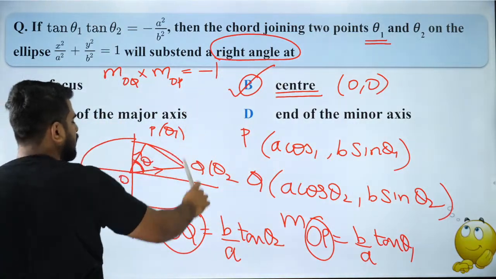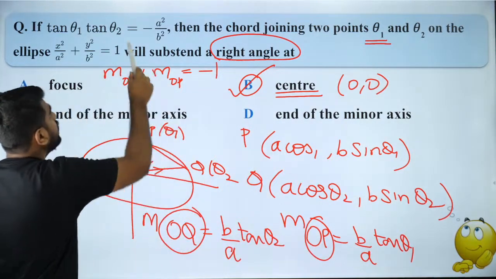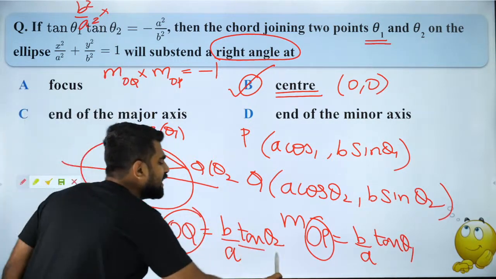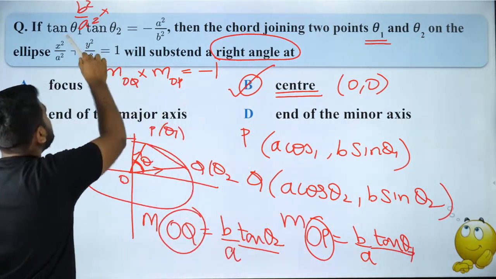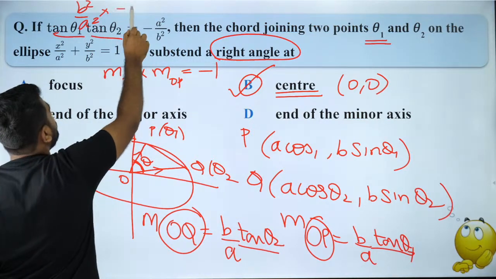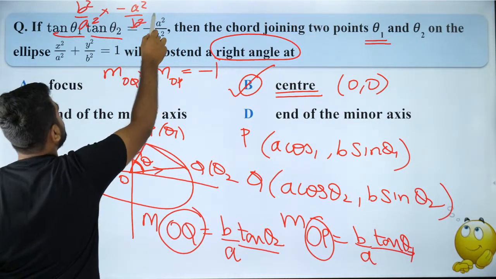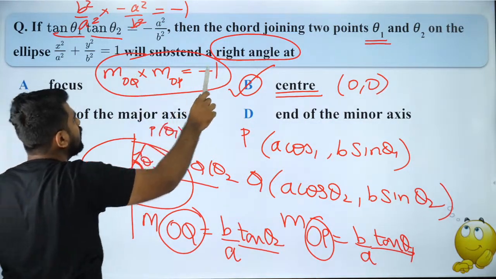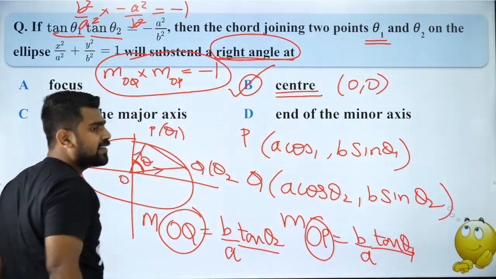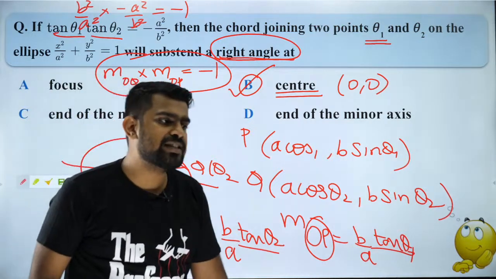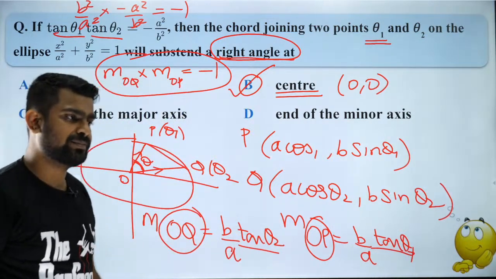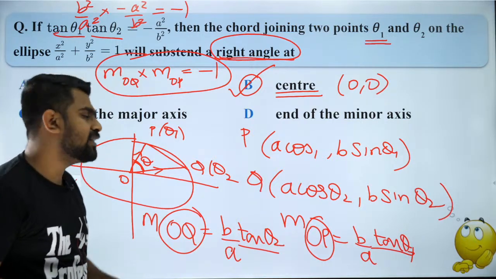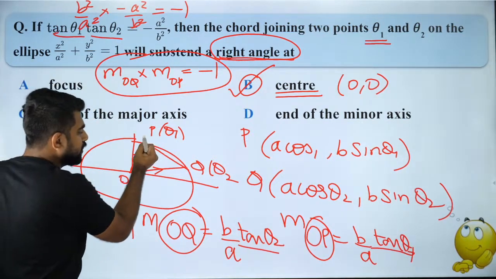Sir, how is it minus 1, sir? You multiply these two and see. You will get b squared by a squared into tan theta 1 into tan theta 2. What is tan theta 1 into tan theta 2? It is minus a squared by b squared. So the product is minus 1. So the product of slopes is minus 1, which means it subtends a right angle at the center. Did you guys like that? Everybody? Are you all able to understand it? Exactly. So they are perpendicular.